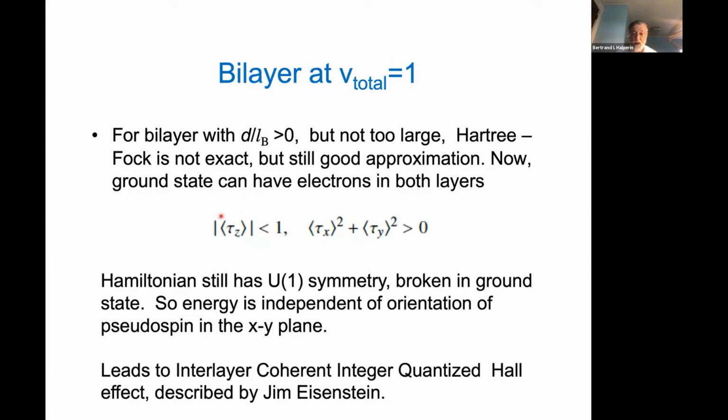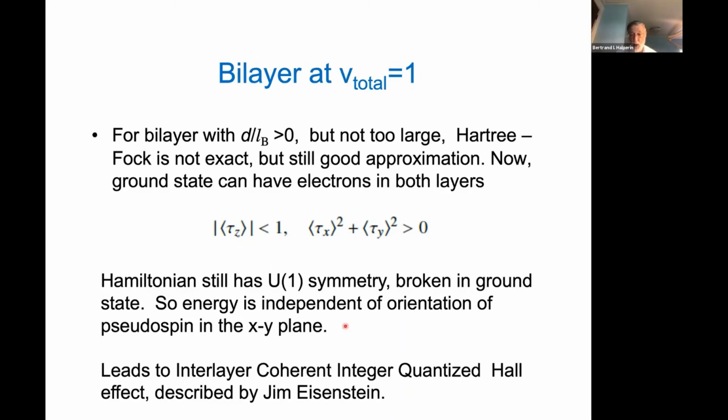And then since we still require that the magnitude of the tau vector be equal to 1, that means that tau x squared plus tau y squared must be greater than 0. And in fact, in the balanced case, the expectation value of tau x squared plus the expectation value of tau y squared should be equal to 1. It doesn't matter because it still has U(1) symmetry. We don't care where in the xy plane this points. So there's still a broken symmetry in the ground state. The energy is independent of which way it points.